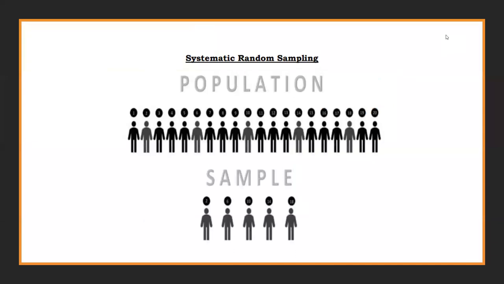Okay? When we talk about naman systematic random sampling, ito naman yung may sistema ng pagkuha. Example, bibigyan mo ng number ang lahat. Kunyari, 30 kayo sa loob ng classroom, lahat yun may assigned number. Example, kailangan mo lang ng anim na representative.